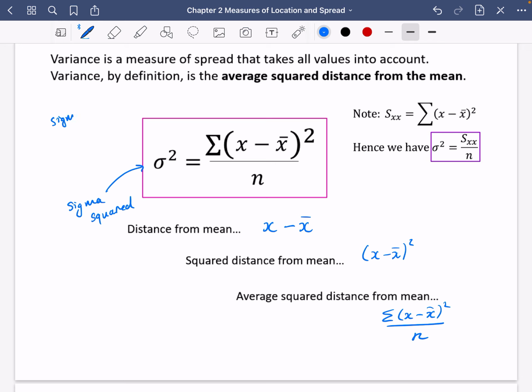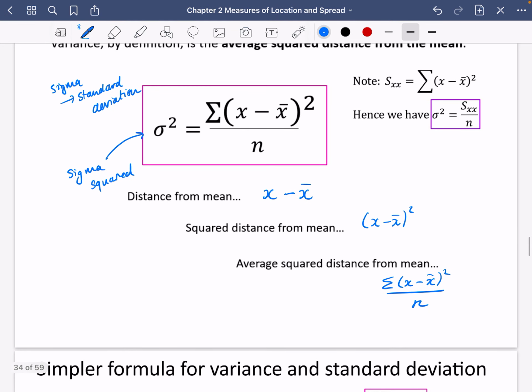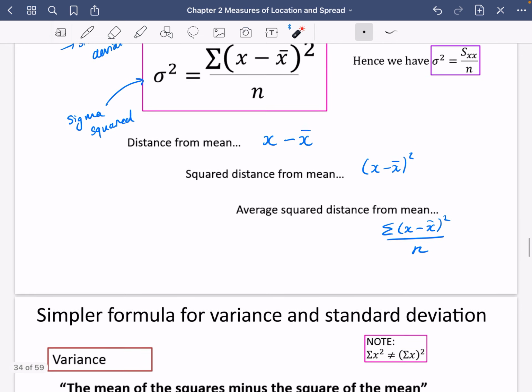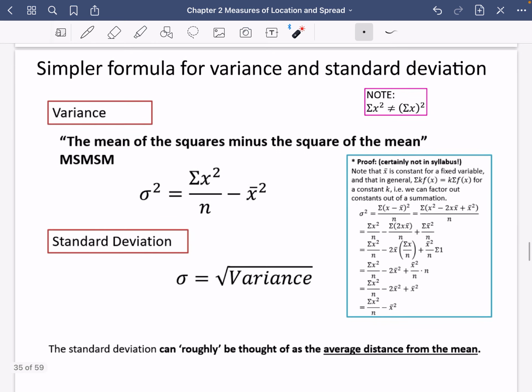Sigma by itself, not squared, is just called the standard deviation. And we'll be exploring that a little bit more on the next slide. So we don't actually need to know this full formula. We don't need to use this because it's quite a lot of work. You'd have to do a lot of subtracting, a lot of squaring, adding up, dividing it by how many there are. And so there is actually a much simpler formula for the variance and for the standard deviation.